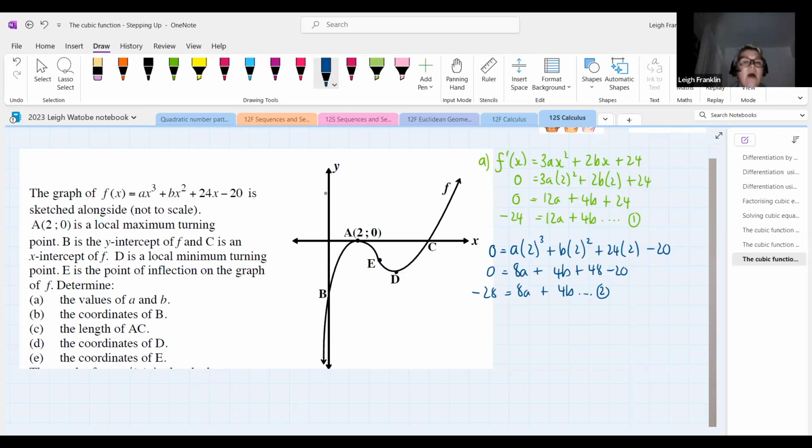Okay, so now we need to solve those simultaneously. Whether you want to do it by substitution or by elimination, the choice is yours. What do you want me to do? The first person in the chat, that's the method I'm doing. If you want me to show you the other one, I can. First person in the chat, elimination or substitution? What do we sub?